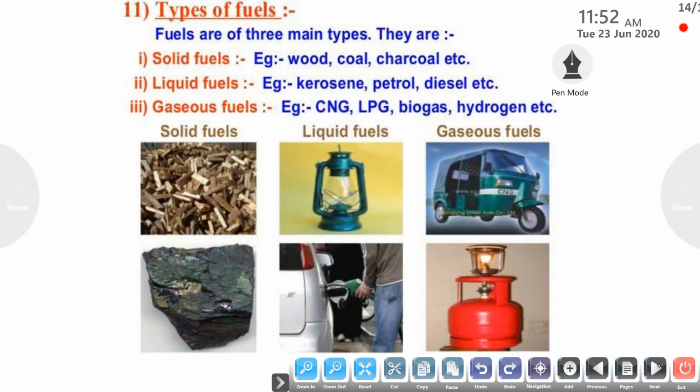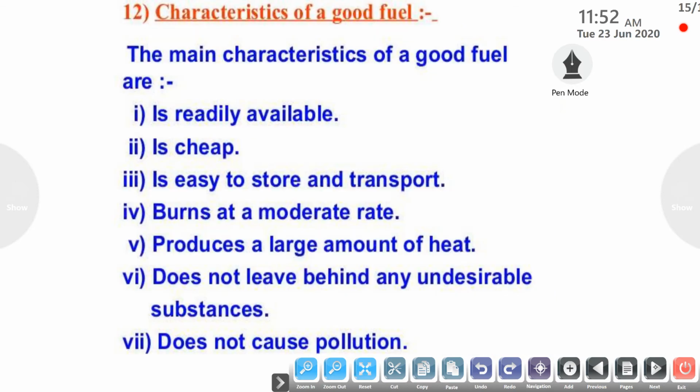The next is the type of fuel. मैंने फर्स्ट स्लाइड में भी बताया था कि फ्यूल्स जो तीन टाइप के होते हैं: सॉलिड फ्यूल, लिक्विड फ्यूल एंड गैसियस फ्यूल. सॉलिड फ्यूल फॉर एग्जांपल वुड, कोल, चारकोल, they are solid in nature, so they are solid fuels. Liquid fuel for example kerosene, petrol and diesel, and gaseous fuels, they are the CNG, compressed natural gas, liquefied petroleum gas, biogas and hydrogen, etc. Hydrogen is also considered as the fuel.